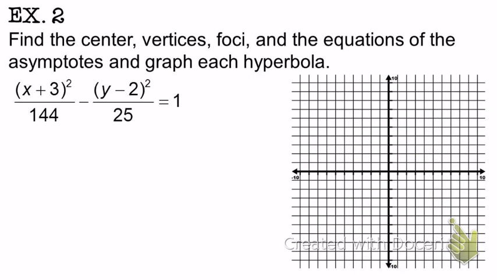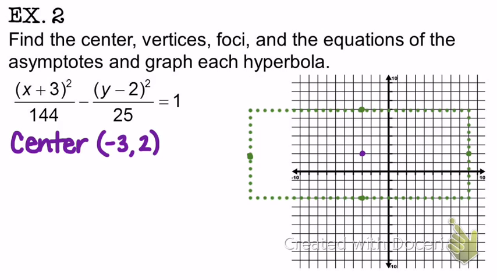Okay, so same thing on number 2. We're going to start by finding the center. For this one, it's going to be at negative 3, positive 2. So we're going to take the square root of 144. We're going to go 12 spaces left and right. And the square root of 25 will be 5, so 5 spaces up and down. And draw your rectangle. Then you're going to draw the diagonals of your rectangle. These will be your asymptotes.